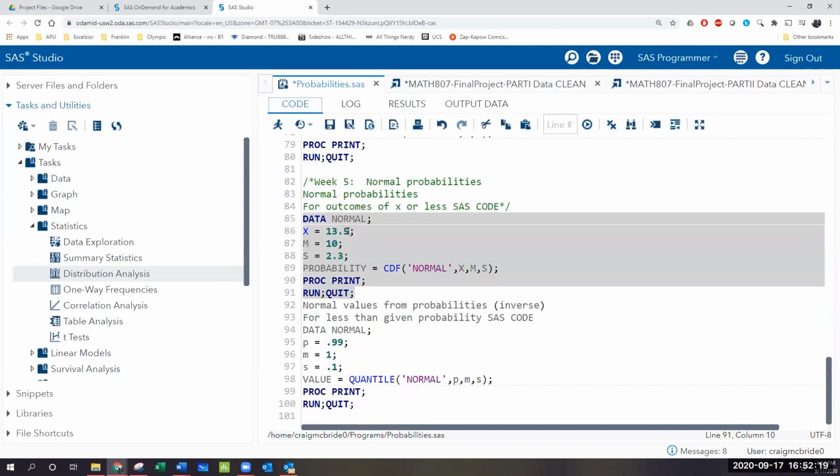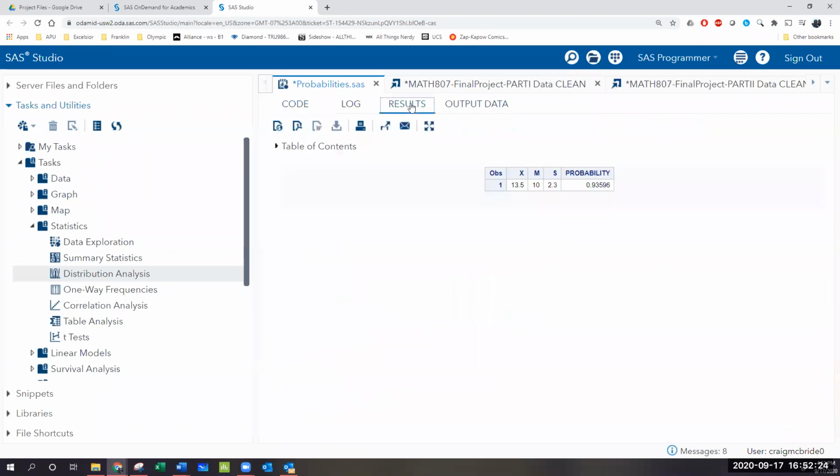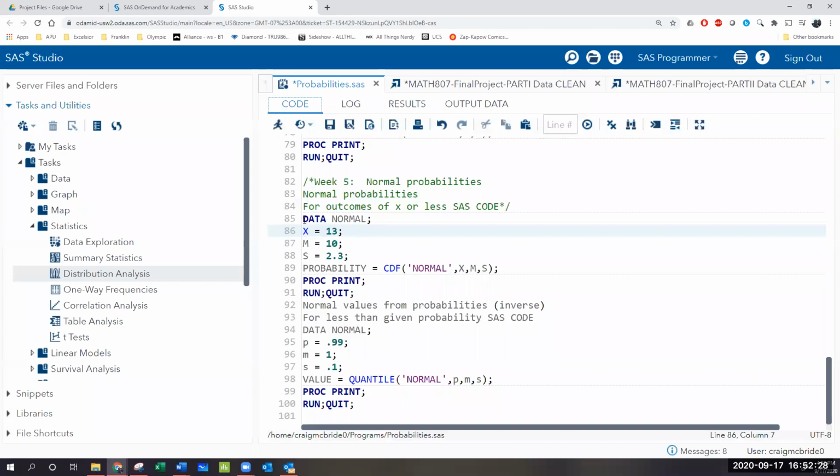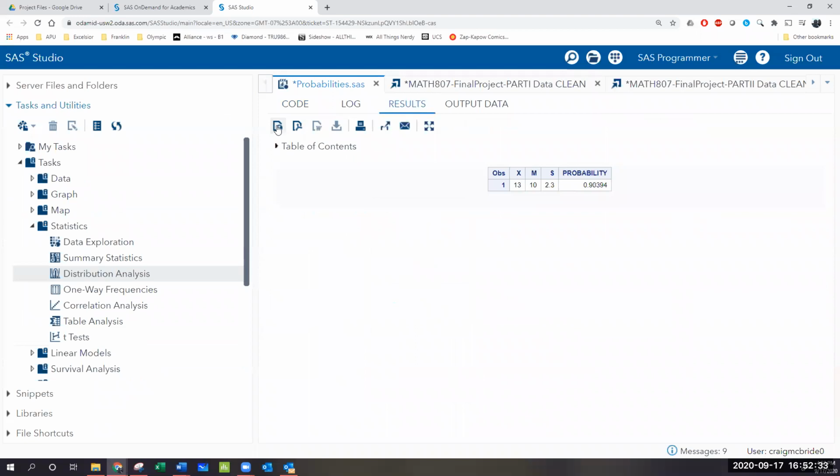And then if we change it to 13, so let's remember it was 0.93596. It's very close. Okay, 0.93596, and then run this. Yeah, 0.90394. So it is different. Okay.